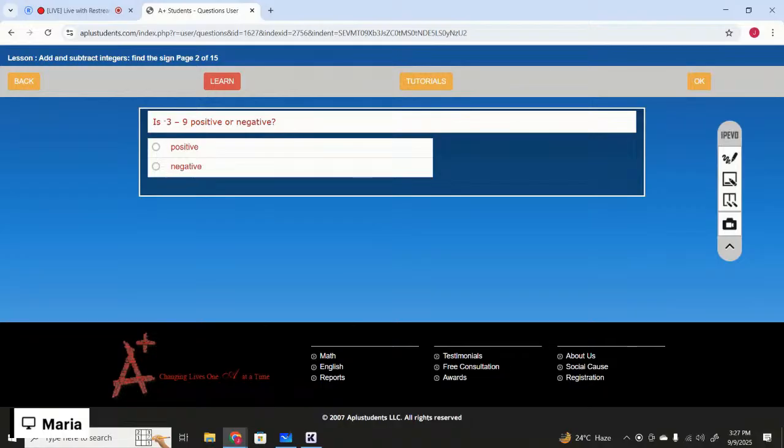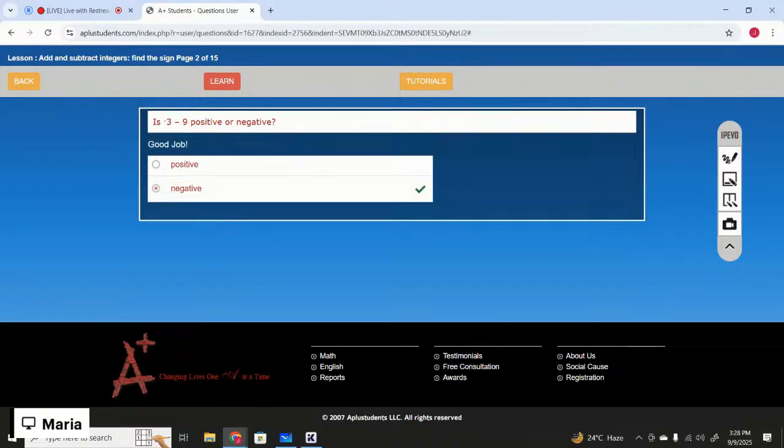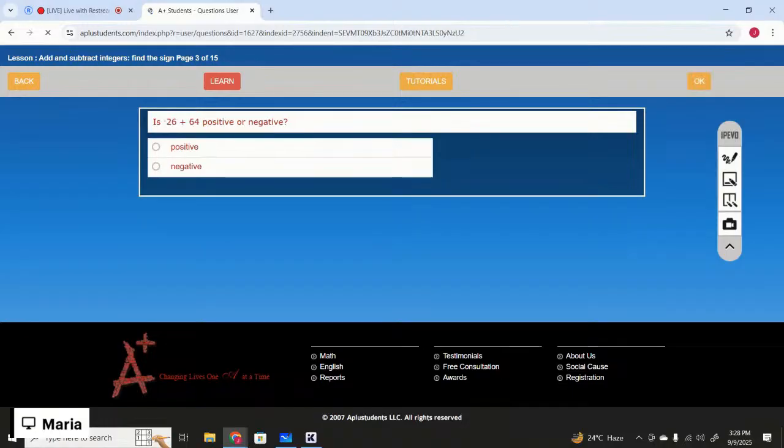Is negative 3 minus 9 positive or negative? Both the numbers are negative, so the answer must be negative. Option number 2 is the correct option. You have to use the rules here to find if it is positive or negative. Got it?